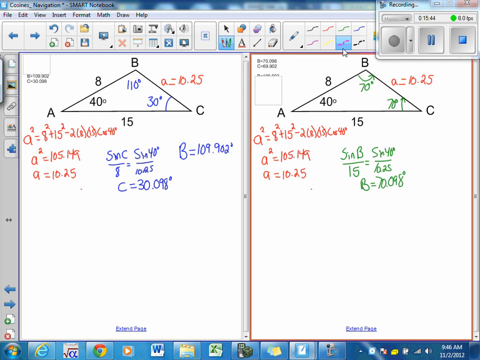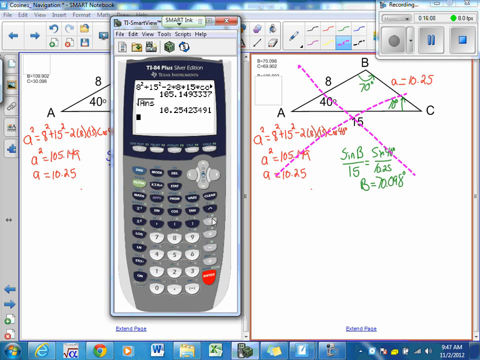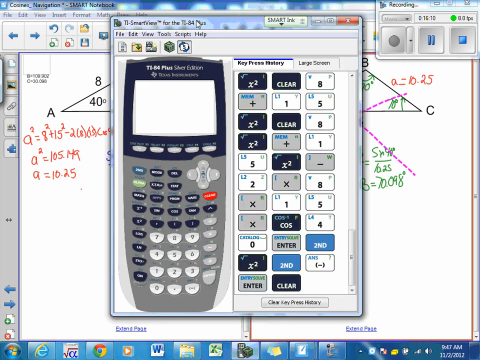Remember our check that we said early on. Look at the problem. The largest angle should be across from the largest side. The smallest angle should be across from the smallest side. And when you look at this, you can see that this one on this side is not correct. Now, why is that? Let me show you a little on the calculator here.